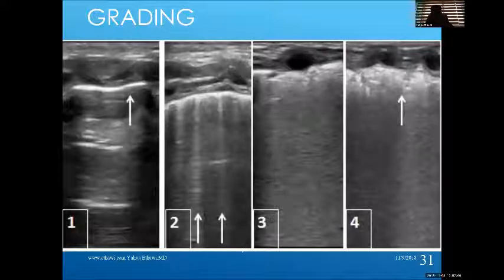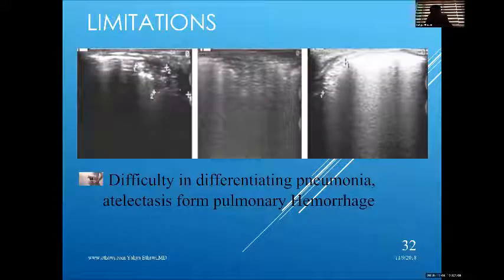The limitation of ultrasound in diagnosis of respiratory problems is that it is sometimes difficult to differentiate between pneumonia and atelectasis from pulmonary hemorrhage, because it all appears as fluid, severe, and the air bronchograms all coalesce to each other. They become like collapse. So you won't be able to differentiate collapse from pneumonia, or sometimes even abscess.